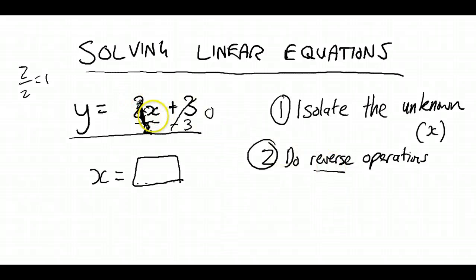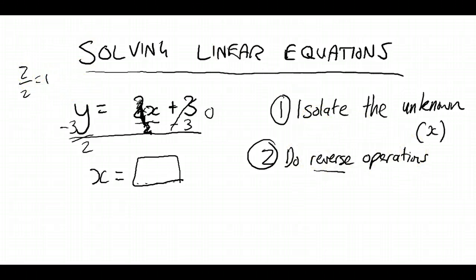And the reason we're doing it is to isolate the unknown. We want to get rid of these operations that are around the x so that it's on its own. But it's very important, whatever operations we do, if we minus 3 here, then to keep the equation balanced we have to do it over here as well. If we divide by 2 here, we have to do that over here as well. So that's the second thing to know. To solve linear equations, we need to do reverse operations.